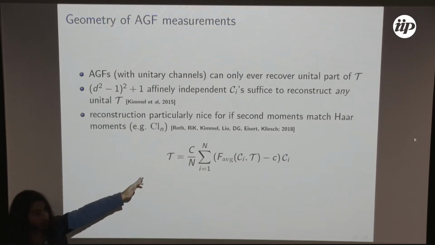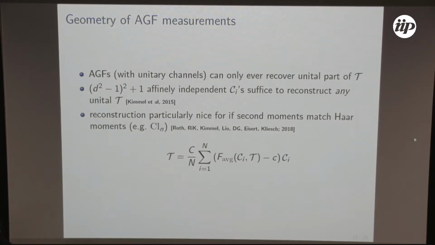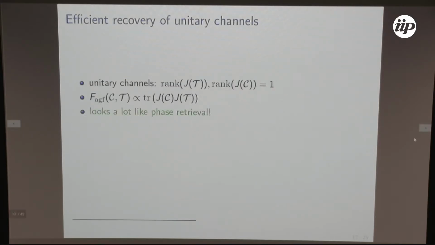But once you settle for this, you still need enough elements to span this entire affine space. So you need on the order of d to the 4 measurements. This is not surprising because this is the number of degrees of freedom in a general unital and trace-preserving channel. But here, let us now divert and go back to the ideas that David mentioned before.